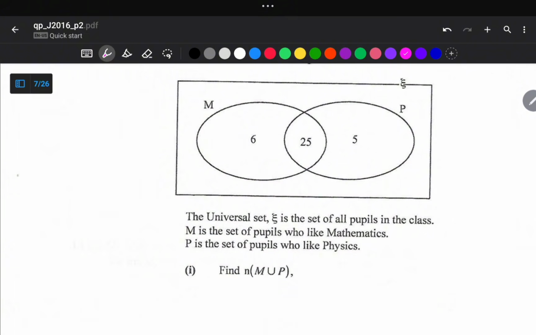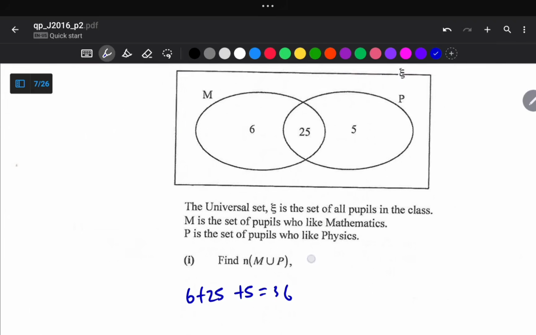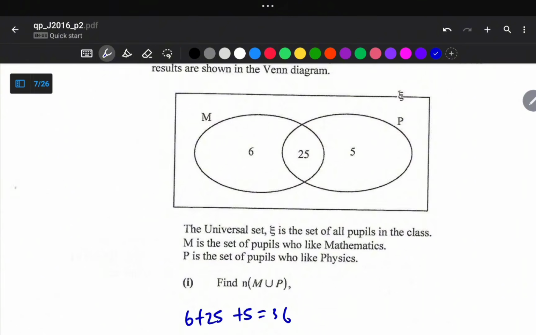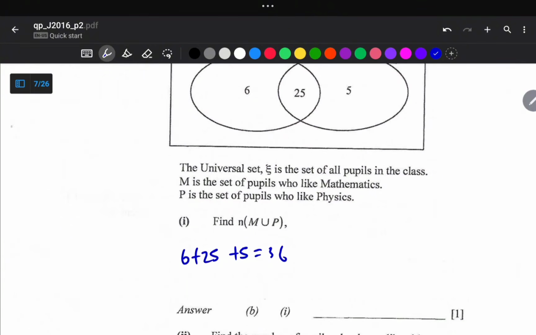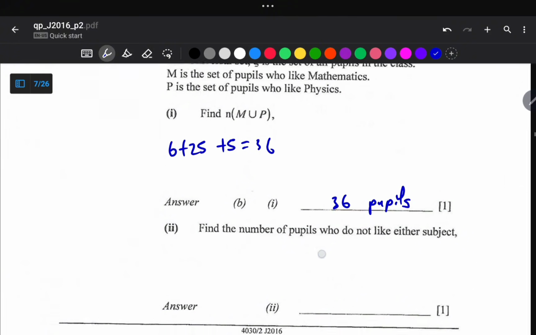So M union P is equal to 6 plus 25 plus 5. This gives us 36. So these are the students that like mathematics and physics. So M union P is equal to 36 pupils. And on the second part of the question, we are required to find the number of pupils who do not like either subject.